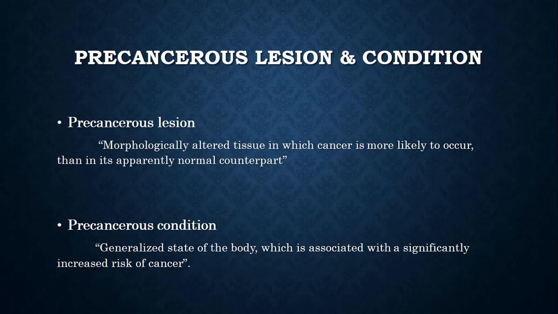Now we discuss precancerous lesions and conditions. Precancerous lesions are morphologically altered tissue in which cancer is more likely to occur than in its apparently normal counterpart. While precancerous conditions are a generalized state of the body which is associated with a significantly increased risk of cancer.